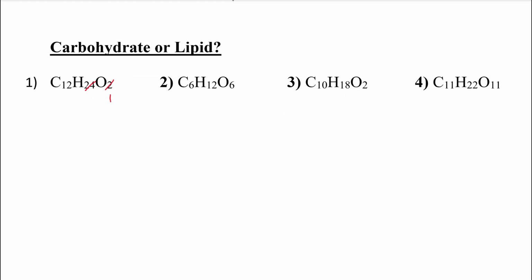These molecules, is the first one a carb or a lipid? It's a lipid, a 12-to-1 hydrogen to oxygen ratio. The second one is 2-to-1, it's a carb. The hydrogen to oxygen ratio is 9-to-1 in the third, that's a fat. Number 4 is 2-to-1, that's a carb.